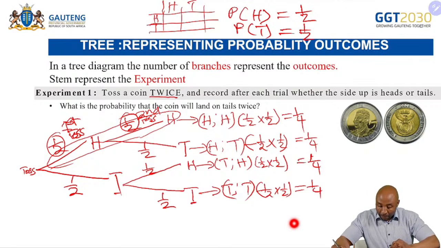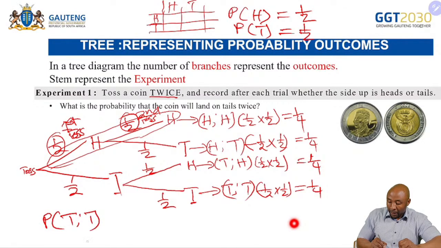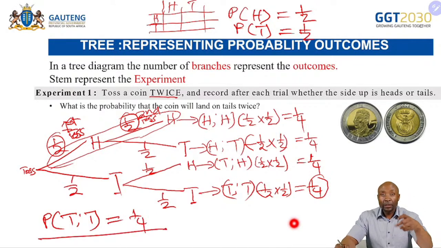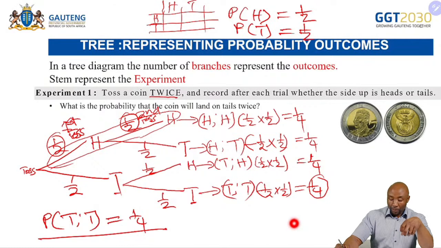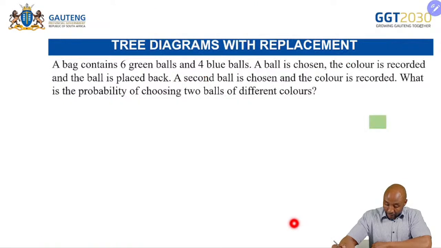So what is the probability that the coin will land on tails twice? In this one, it's straightforward. We go probability TT, so a tail followed by a tail. These other ones we will ignore, and we have our probability outcome there as 1/4, which is the same probability that we got when we were using a table. We can move on and look at another one.